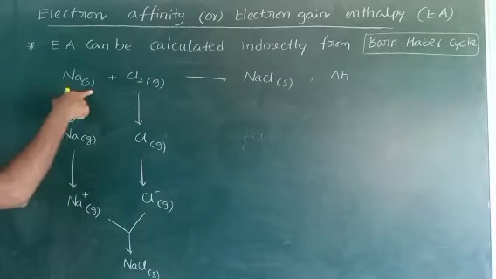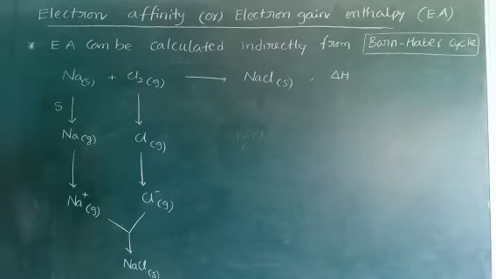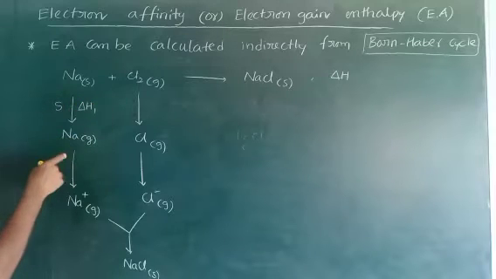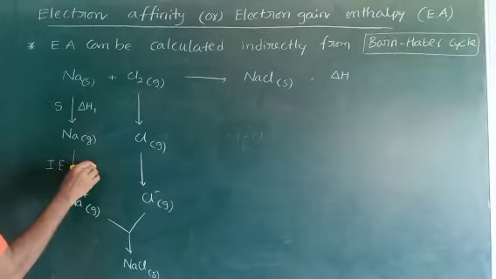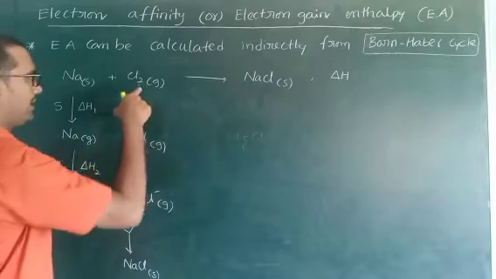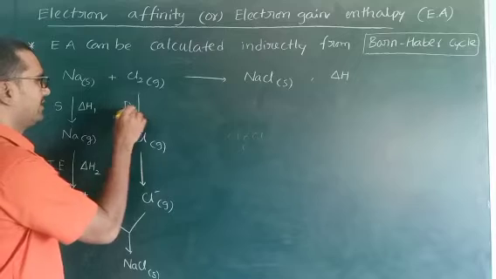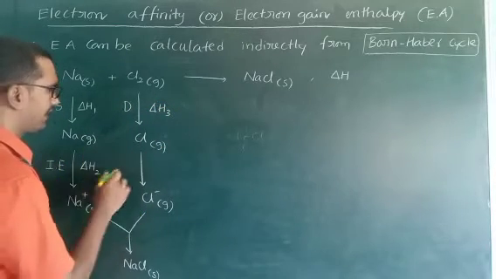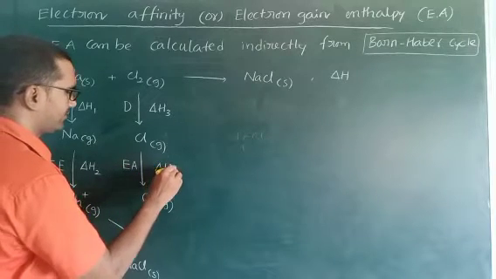First one, Na solid to gas, and this is sublimation energy, taken as delta H1. Na gas is converted to Na plus and this is ionization energy, taken as delta H2. Next, chlorine gas is converted to only chlorine, means dissociation. That is called dissociation energy, taken as delta H3. Next, chlorine is converted to Cl minus, it is electron affinity. This is taken as delta H4.